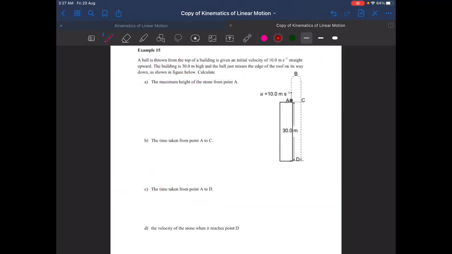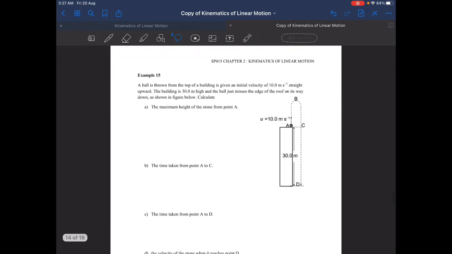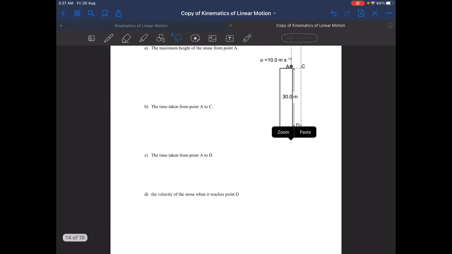Okay, let's try to do example 15. From this diagram, you can already see that this is the first case. It only involves the Y component, so take note of that. I'm going to copy this formula and put it over here for our reference.